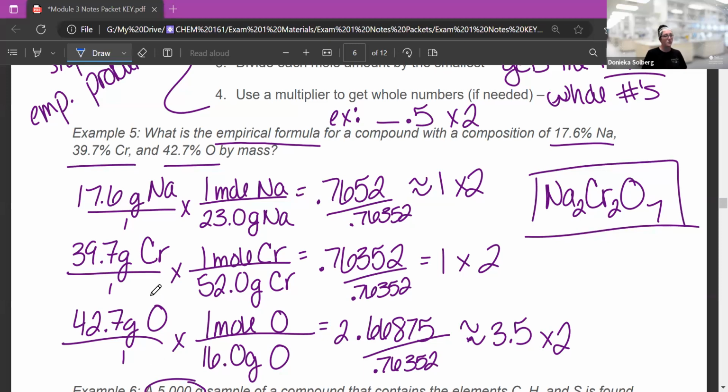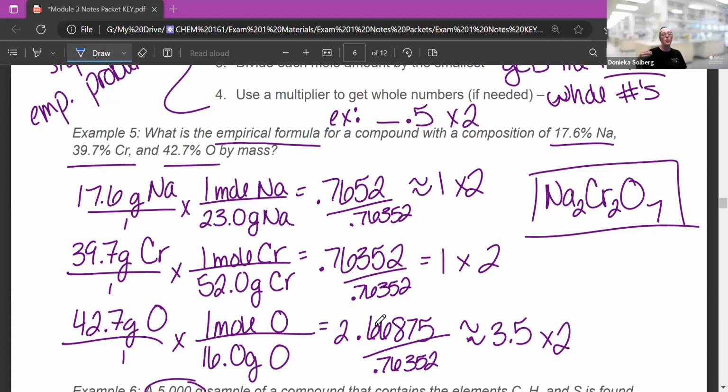Next thing I do is convert to moles. So I get their molar masses from the periodic table. Sodium is 23.0, chromium is 52.0, and oxygen is 16.0. So I converted each of those to moles. Now, when you do that, the number in your calculator is 0.7652, 0.76352 and 2.66875. Notice none of those are very close to whole numbers.